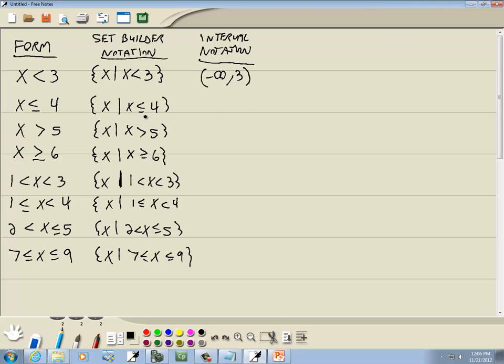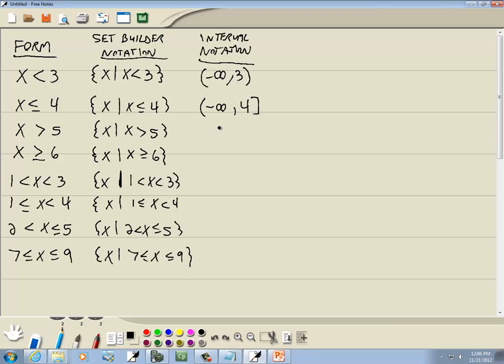Now, this one is x is less than or equal to 4, so it's also going to negative infinity. Infinities always have parentheses on them. Less than or equal to means it includes 4, which means I put a bracket. Bracket is includes.